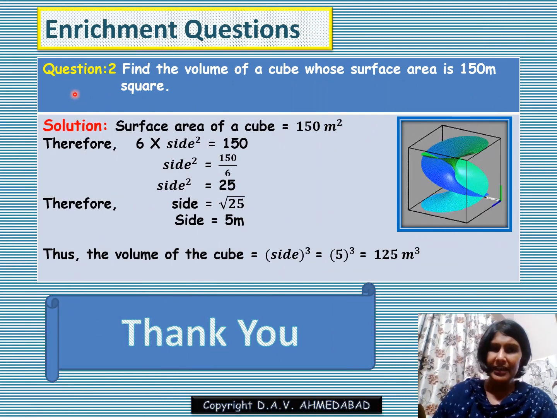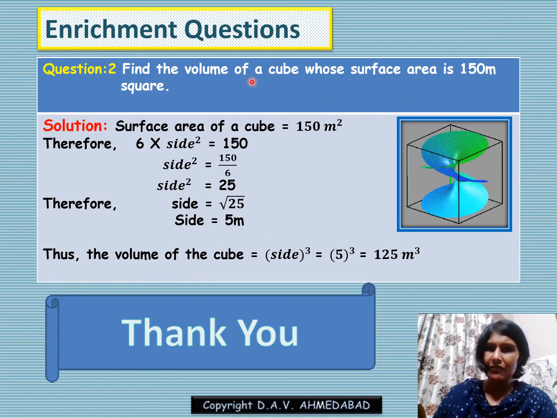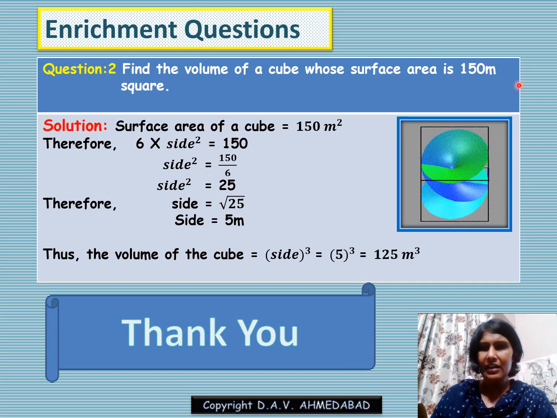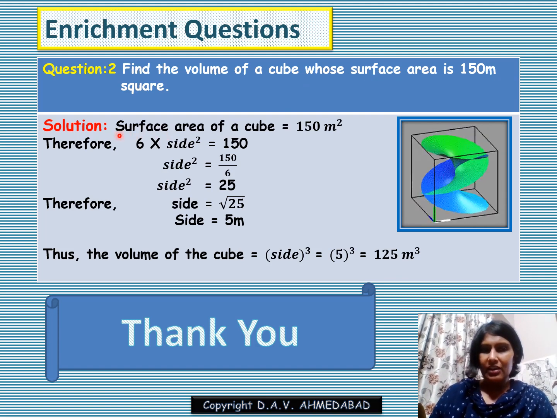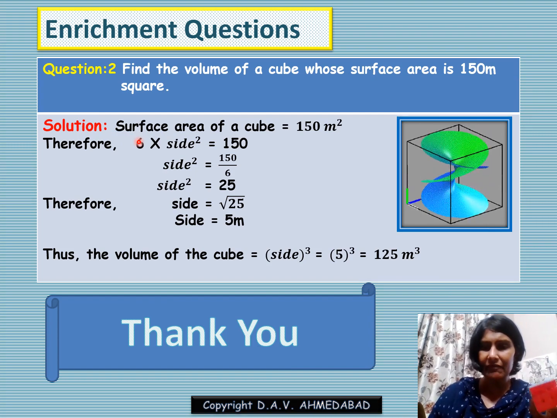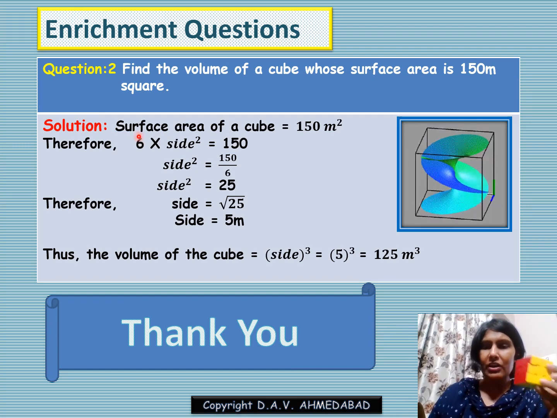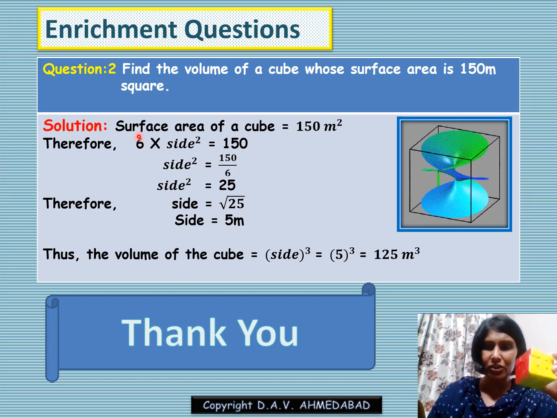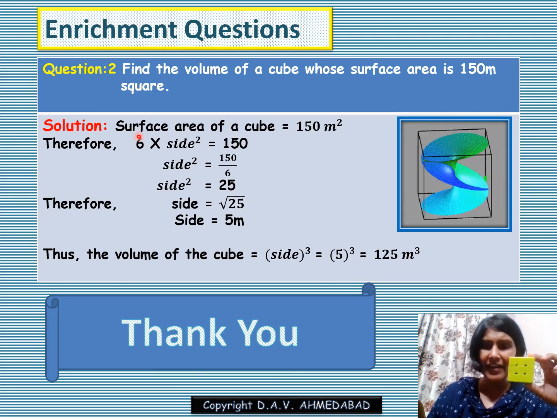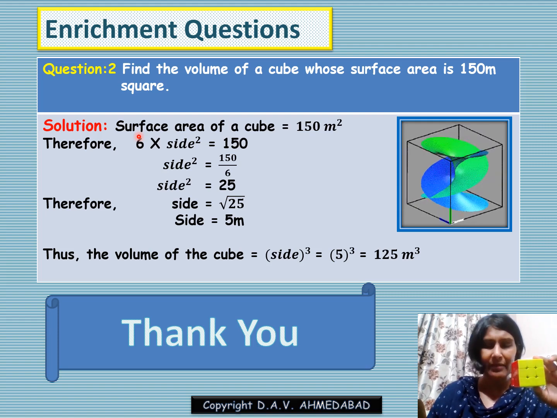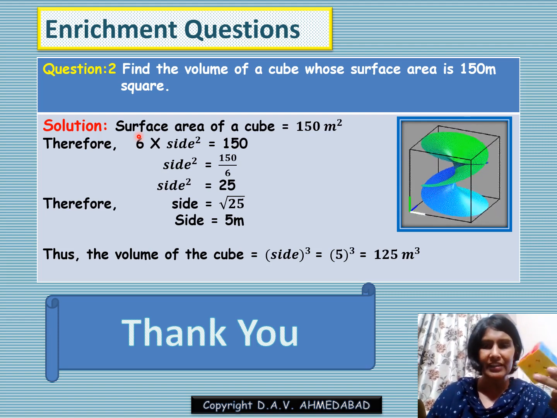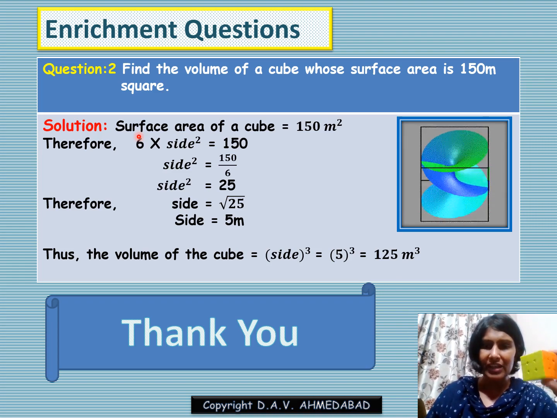Second question is saying, find the volume of a cube whose surface area is 150 meters square. Now, for that, you need to understand that what is the surface area of a cube. Cube is having 6 square faces, right? And area of one face is side square, because we know that area of square is side square, and 6 faces means 6 into side square.